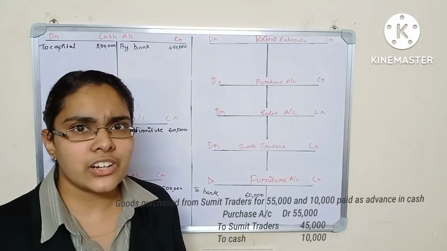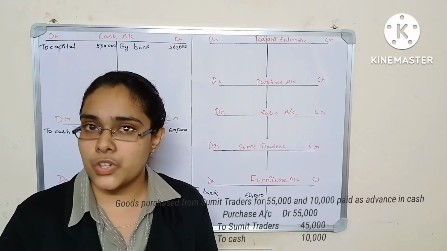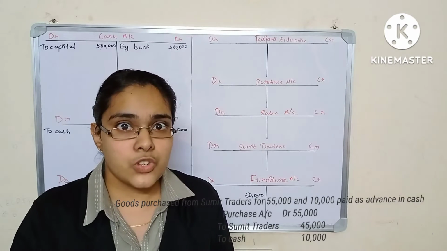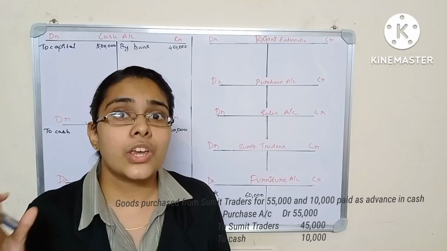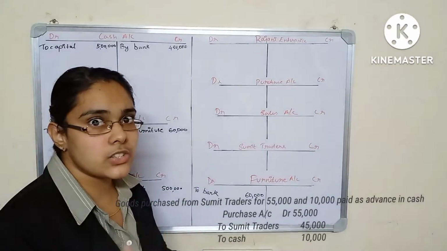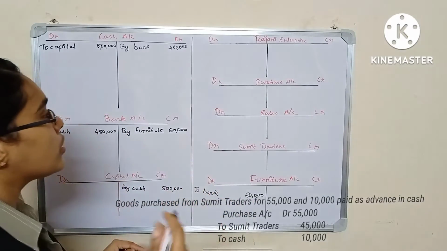So how will the journal entry be? There will be a compound journal entry. So how will you write? Purchase account debtor to Sumit Traders, which is your creditor, and to cash account. The amount I have already told you earlier, so I'll just write it here. So what was the entry?